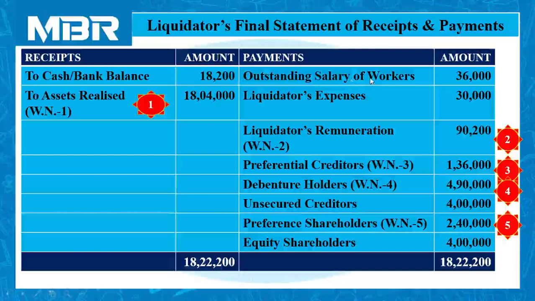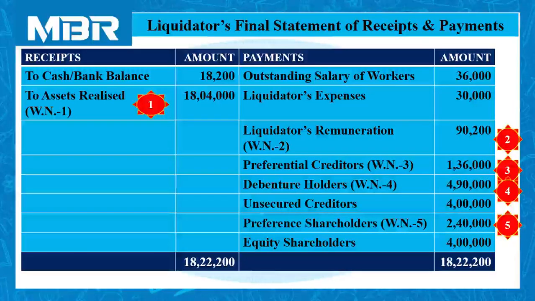Now, outstanding salary of workers. At the first phase of payment, we need to incorporate two items. One, that is secured creditors. But in this question, secured creditors have realized their own amount. So we need not worry for them because they have sold the investment, they have recovered their amount and rupees 40,000 returned to the liquidator. So payment to secured creditors is disbursed automatically.